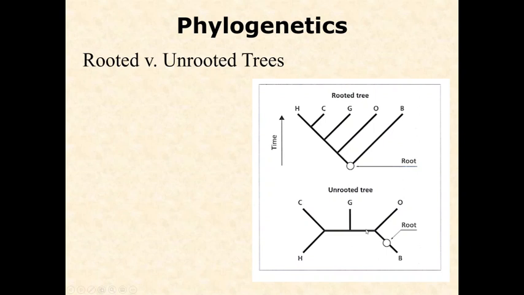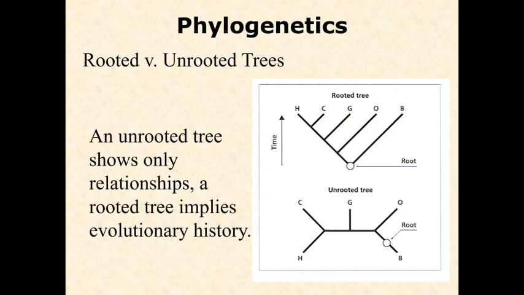Should it be here or here or here? It can go on any of those branches. So the way that we determine a root is by using an outgroup. And sometimes if we don't know what the single outgroup is, we might pick a variety of outgroups. So here I've got a baboon, an orangutan, gorilla, chimpanzee, and human.